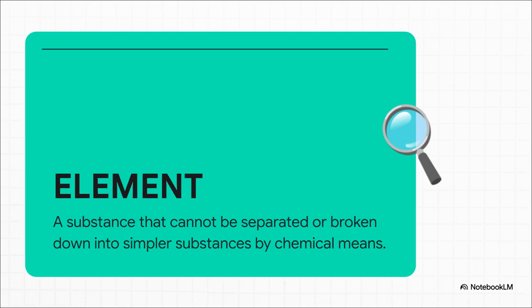So, what happens if you take a pure substance and try to break it down even more, this time using chemistry? Well, sometimes you just hit a wall. And when you hit that wall, you found an element. Elements are the ultimate building blocks of matter. You just can't break them down into anything simpler.